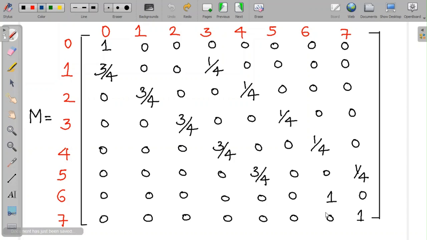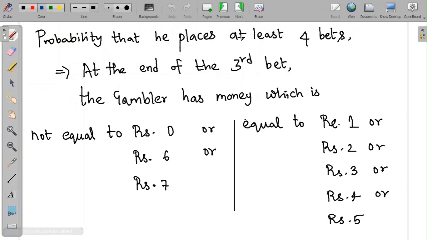We'll move on to solving the problem. The problem wants us to find the probability that he places at least 4 bets. That is, the game continues for a minimum of 4 rounds. So to go to the fourth round or the fifth round or the sixth round, the game should not end at the end of the third bet.